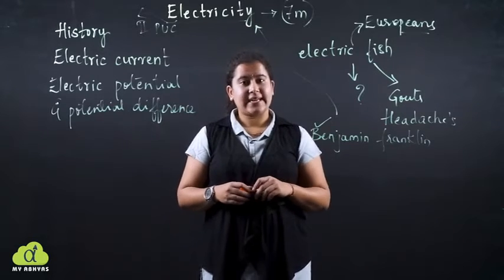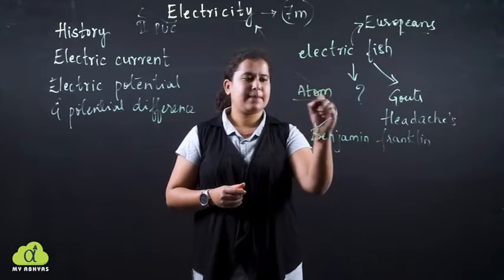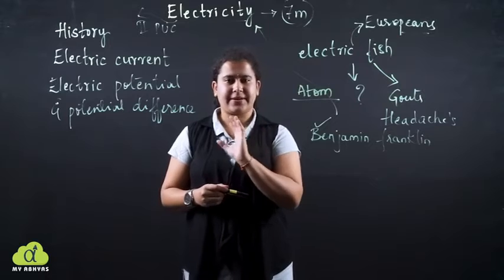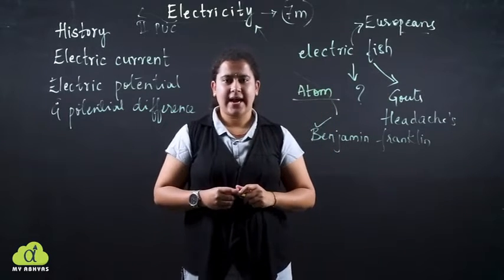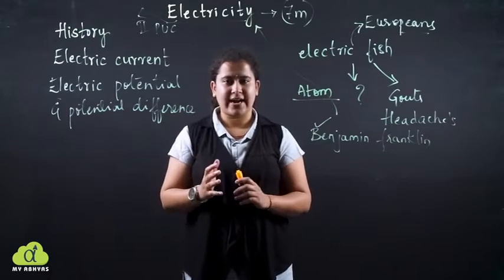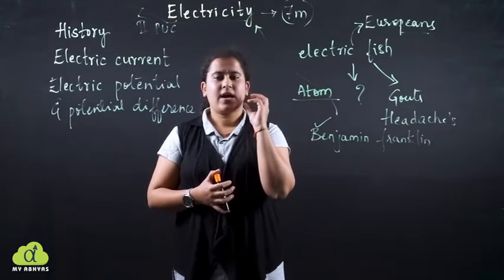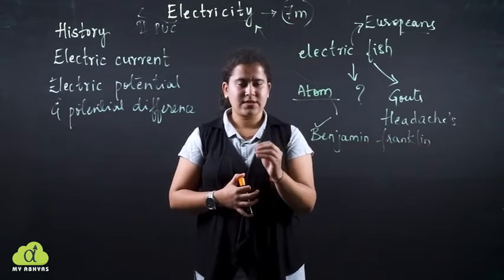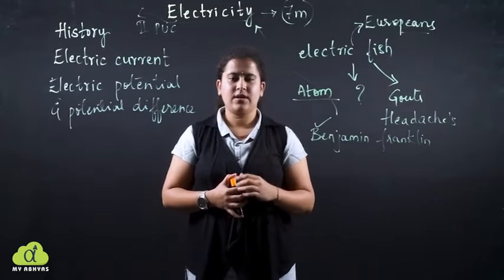Whenever I take an atom, what is an atom? It is the basic or fundamental unit in any matter. We know the structure of an atom. There is a nucleus. In the nucleus, we have subatomic particles called neutrons and protons. After that, we have electrons which are revolving around the nucleus.